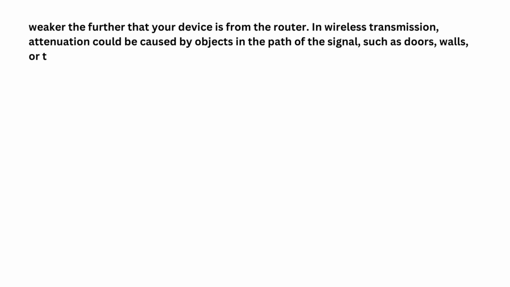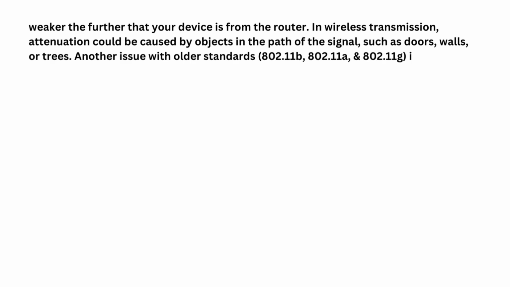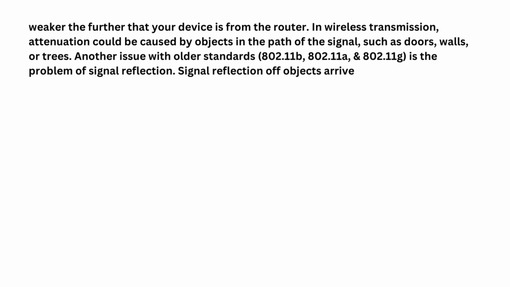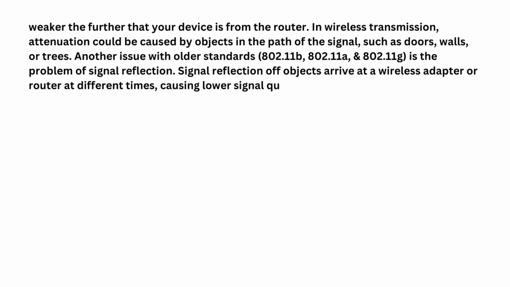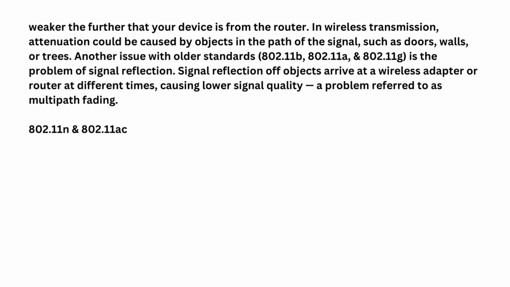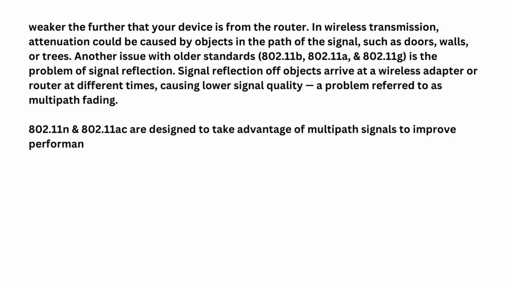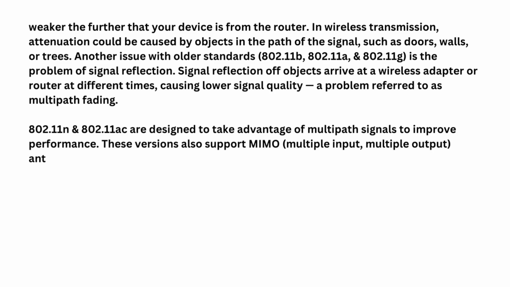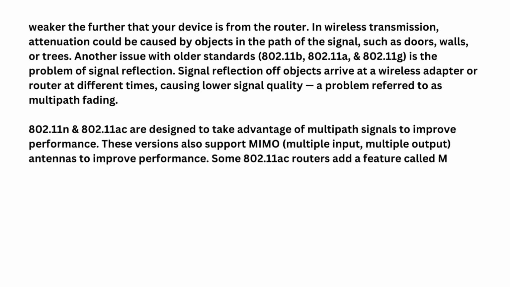Another issue with older standards, 802.11b, 802.11a, and 802.11g, is the problem of signal reflection. Signal reflections off objects arrive at a wireless adapter or router at different times, causing lower signal quality, a problem referred to as multipath fading. 802.11n and 802.11ac are designed to take advantage of multipath signals to improve performance. These versions also support MIMO, multiple input, multiple output, antennas to improve performance.